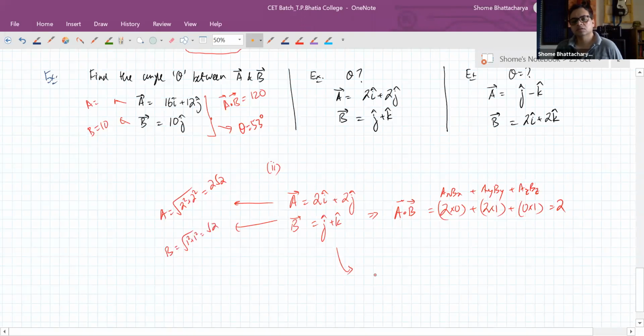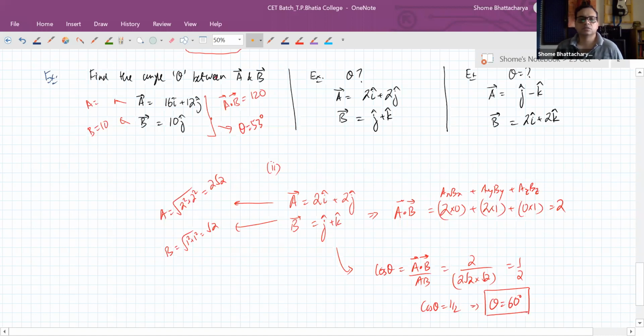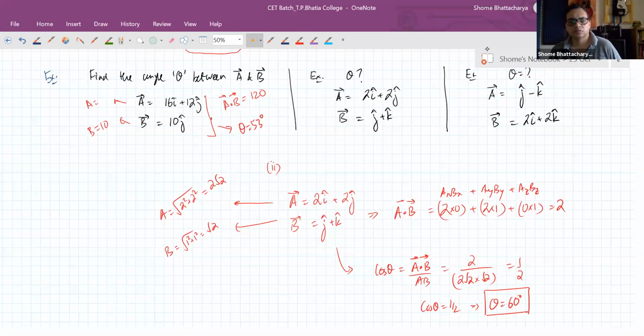So cos theta is equal to 2 divided by 2 root 2 multiplied by root 2. So that's how much? 1 by 2, no? So cos theta is half, that means what about theta? Theta is 60 degrees. It should not be 45 degrees. It should be 60 degrees. Just check, maybe you people have missed out something. Okay, now similarly do the third part's calculation.